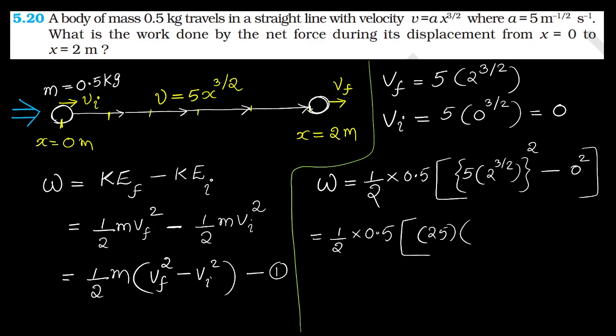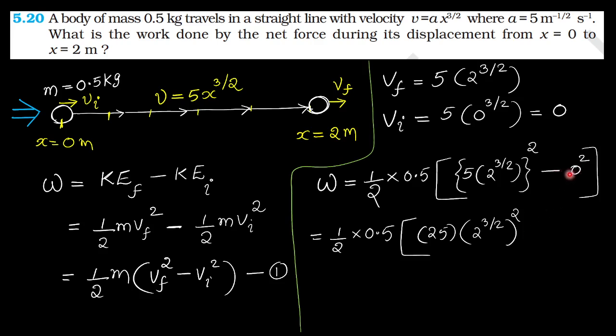Here 2 raised to 3 by 2 all square will be there. Is that okay? 2 raised to 3 by 2 all square will be there. 5 square is 25. 2 raised to 3 by 2 all square is written. All of you please listen. Let me complete the entire solution. After that only you ask me doubts.